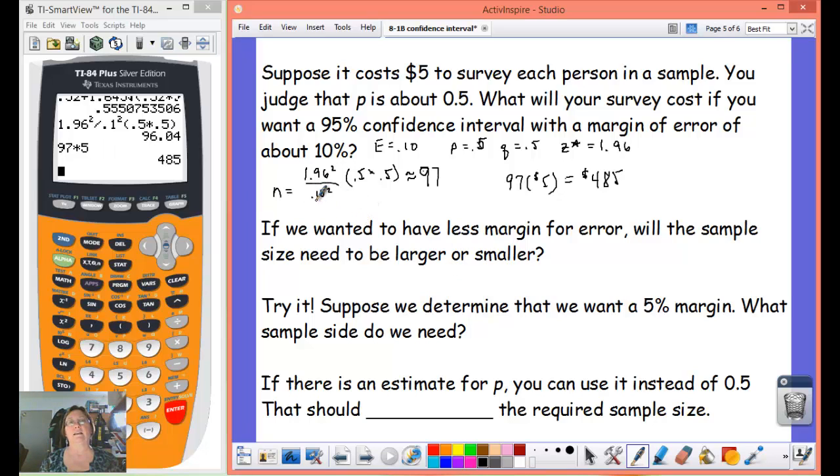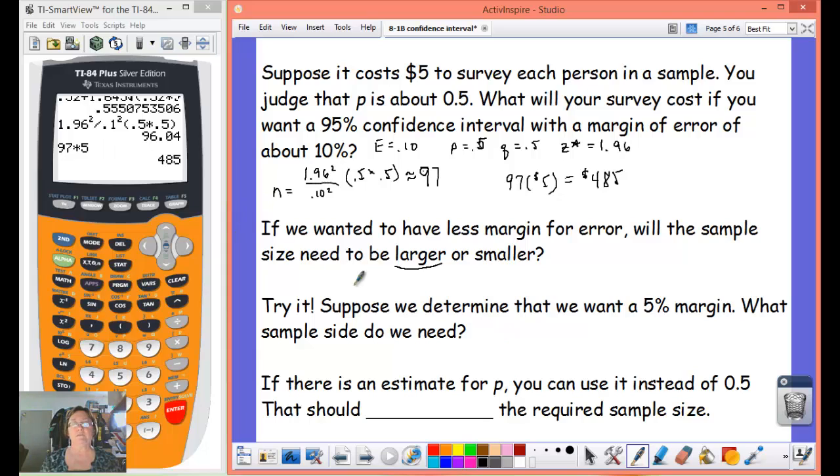So if we're going to cut this down, that means that that fraction, let's see, if we divide by a smaller number, that means that we get a larger value here. I think if we want to have less margin of error, our sample size would have to be larger. And if you think about the logic of that, it would make sense anyway without the mathematical explanation. If we want to have less wiggle room, we need to ask more people. Okay? Try it. It says, suppose we want to have a 5% margin.